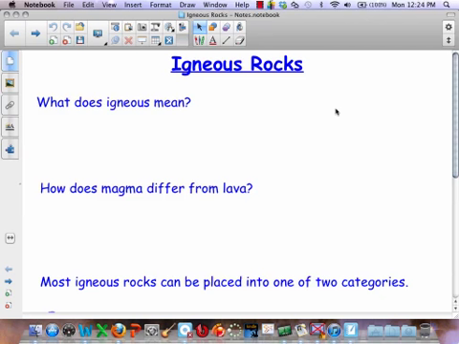Metamorphic. Sedimentary. Igneous is on the board. Alright, so we got igneous, sedimentary, and metamorphic. And we're going to talk about all three of those here.